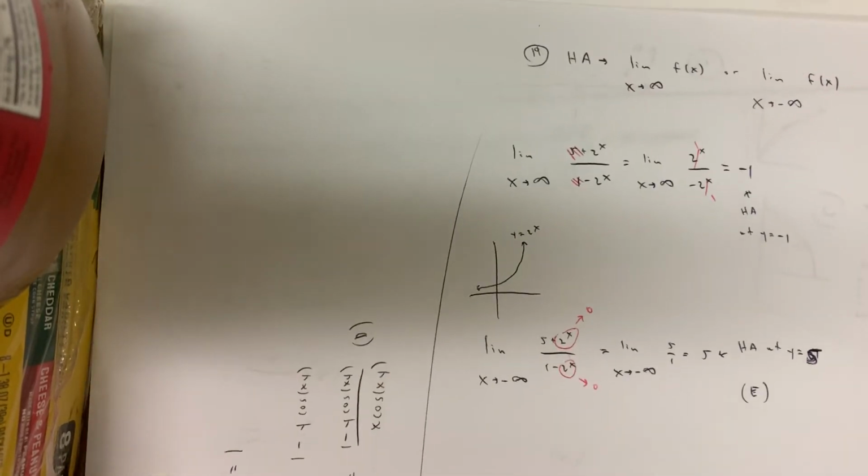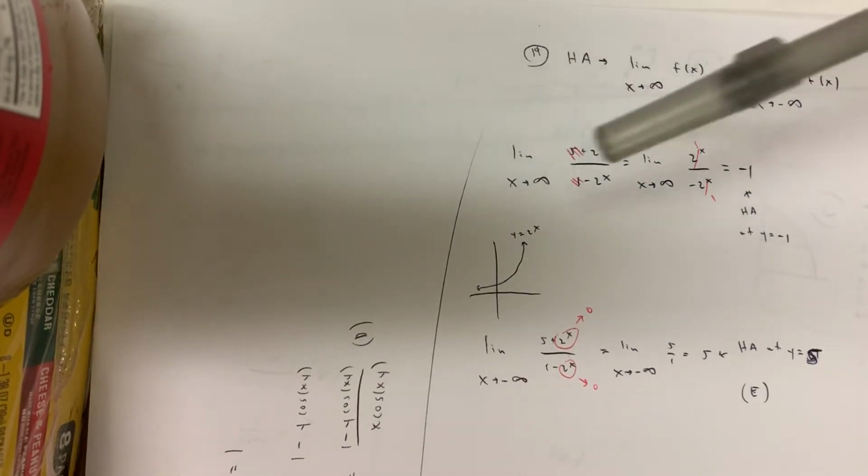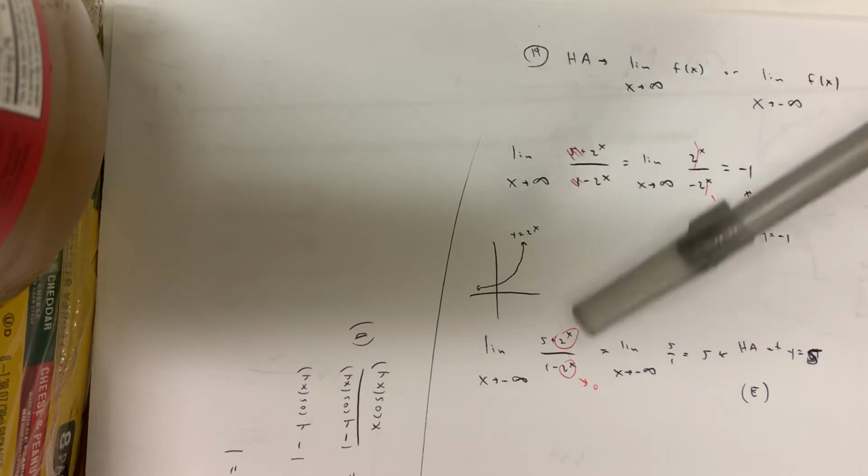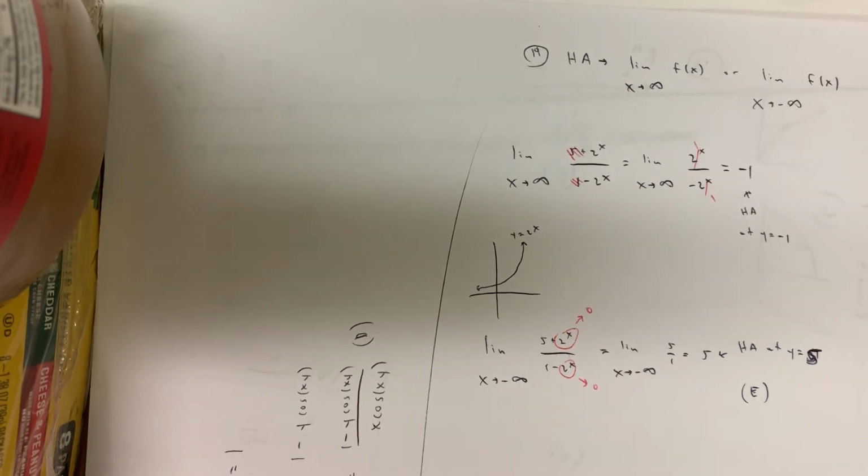Too many people on the AP exam either just got the limit as x approaches infinity or the limit as x approaches negative infinity. They didn't know to consider both of those. That's why so many people got that problem wrong. So just be careful with something like that. Moving on to number 20.